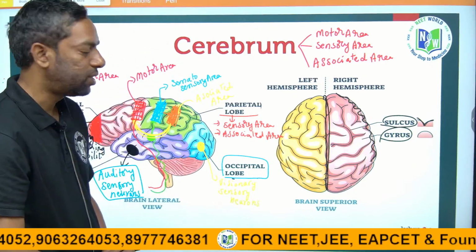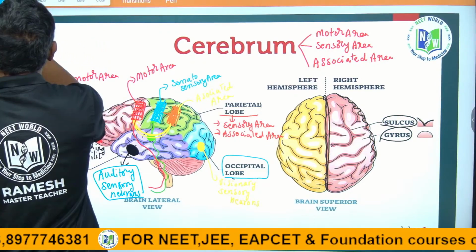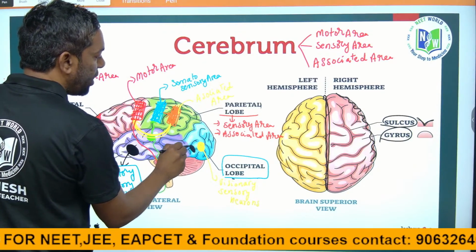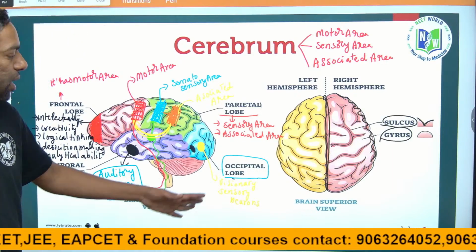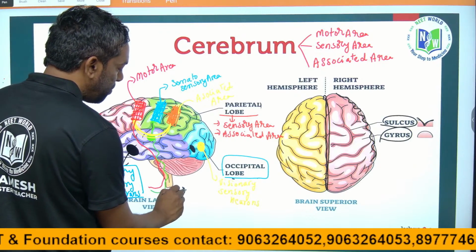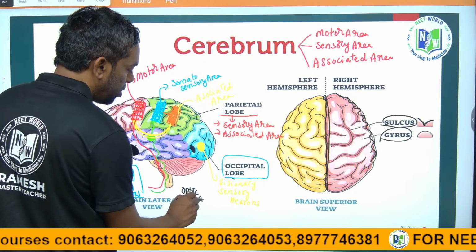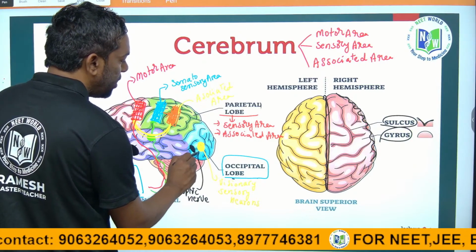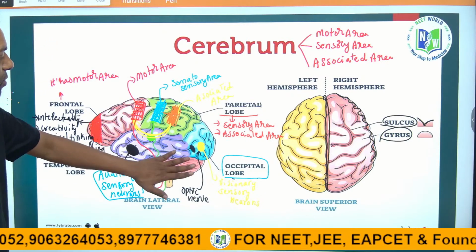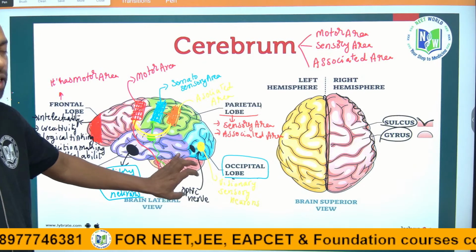Visual sensory neurons are there, and the associated area is also there in the occipital area. They can analyze what kind of visual input to take into action. There is an optic nerve that gives the signal to the sensory neurons, and the visual sensory neurons give the signal to the occipital lobe. The occipital lobe is especially for vision.